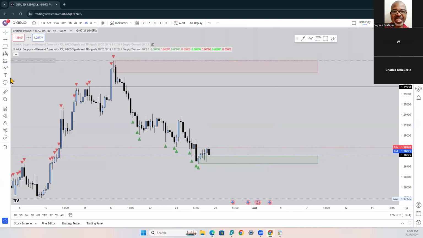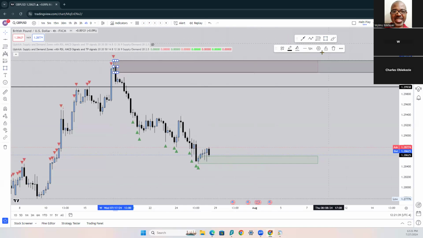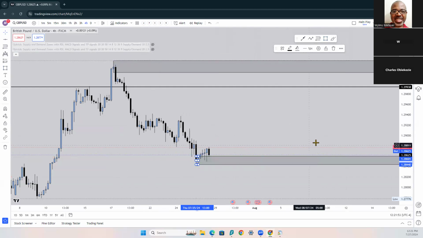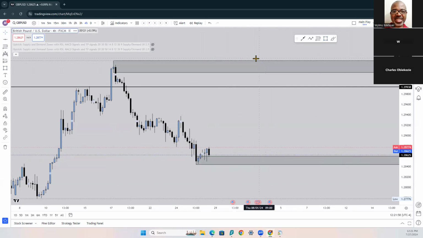All right. So we'll put a box here, just as a reminder of the zone. So that's zone number 1. And this is zone number 2. So if we ever decide to hide the indicator, we want to trade within these zones.